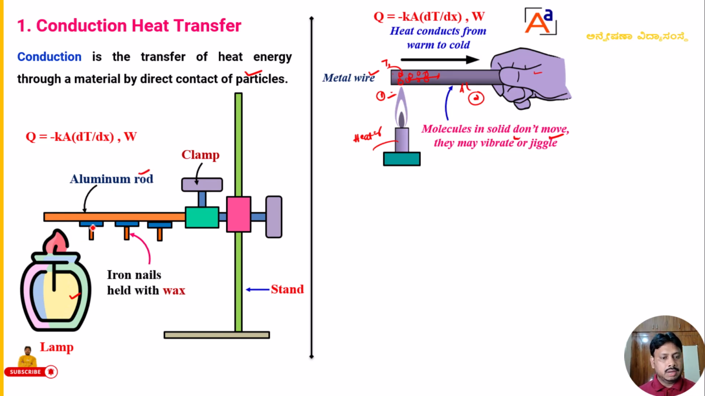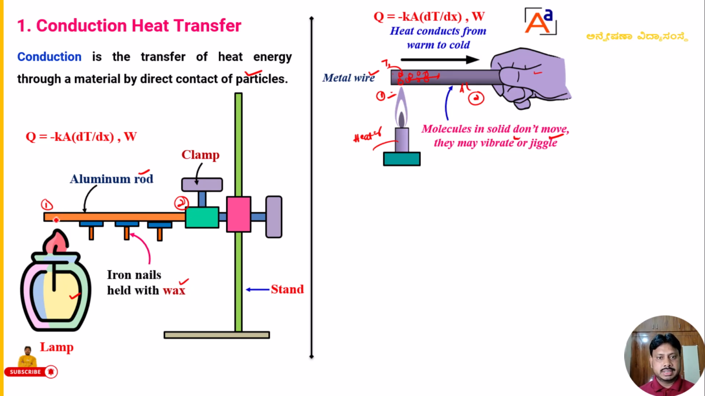Then what will I do? I will fix iron nails held with wax. I will put the iron nails with wax onto the aluminum rod. Then I will supply heat at one end. This is point 1. You can take it as point 2 or one end and second end.